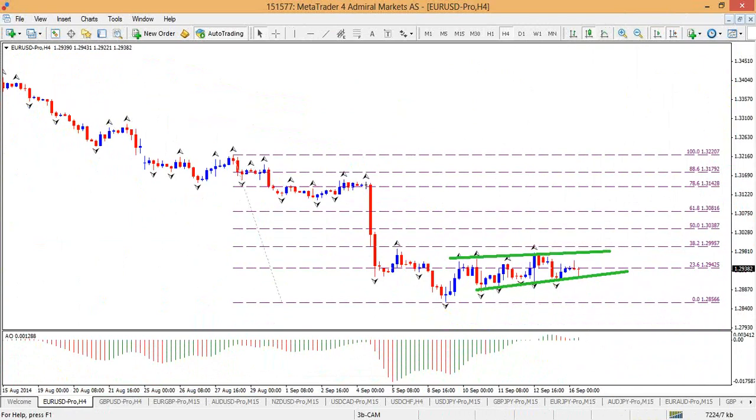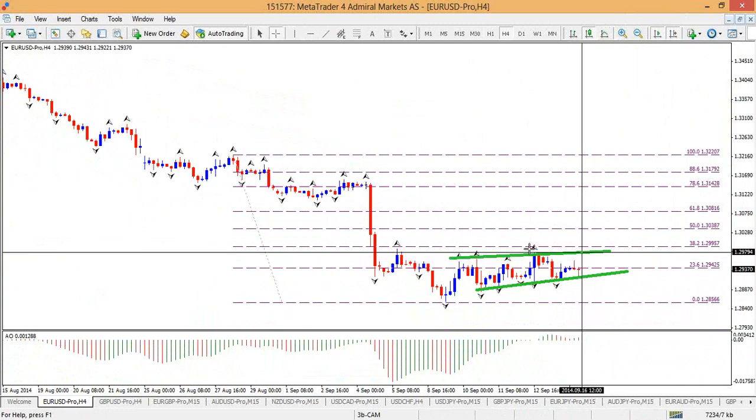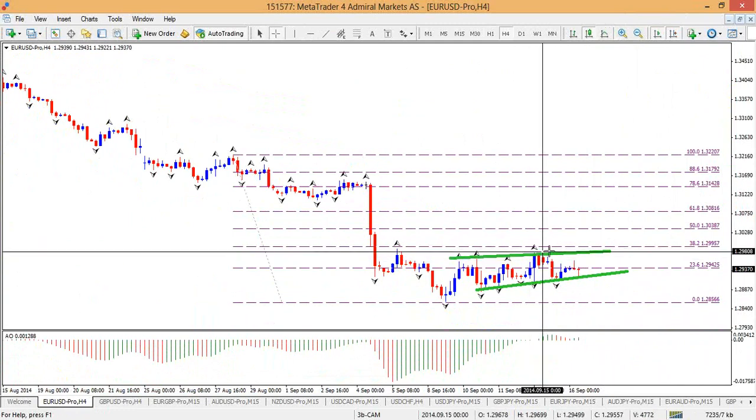129, 150 pips to the downside potential. When it does break below 129, I think a stop loss above this top here at 129.80, above 129.80, should be okay.